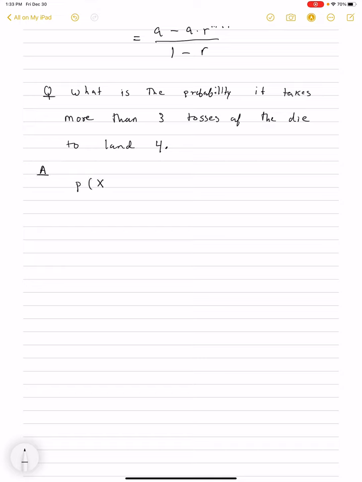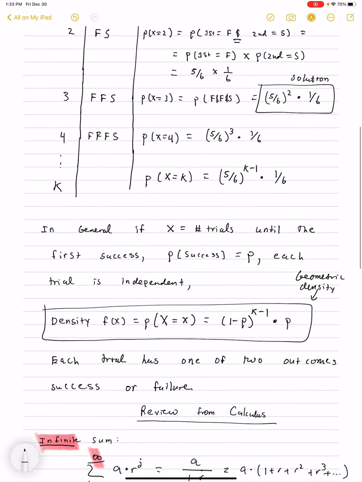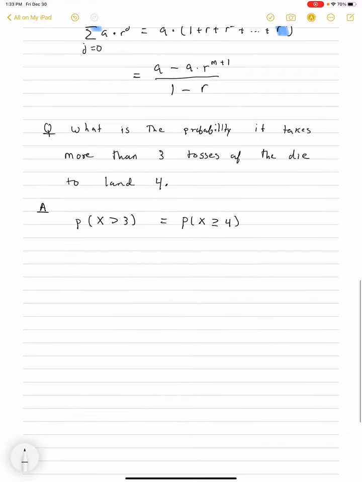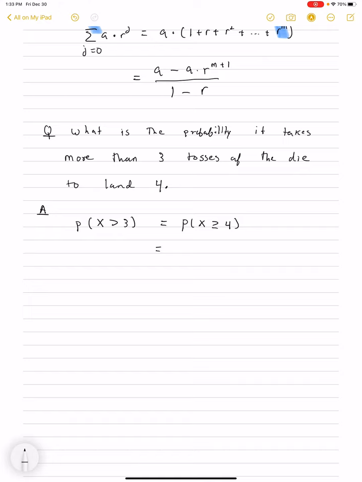So we're asking the probability x is bigger than 3. Another way of writing that would be x is bigger than or equal to 4. And now, because we know this is a geometric distribution, we can use this geometric density right here. So x being bigger than or equal to 4 will start with P(x equals 4) plus P(x equals 5), and it continues infinitely because it could take a lot of tosses of the die to land on 6, potentially never landing on 6, or requiring a really large number, and that really large number keeps going. So we have this infinite sum.